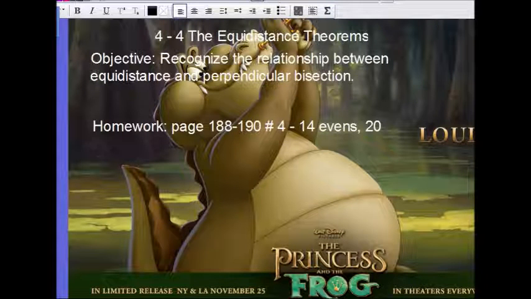Welcome to Section 4.4, the equidistant theorems. Our objective is to recognize the relationship between equidistance and perpendicular bisection. For our homework, we have on page 188 to 190, 4 to 14 the evens, and 20.